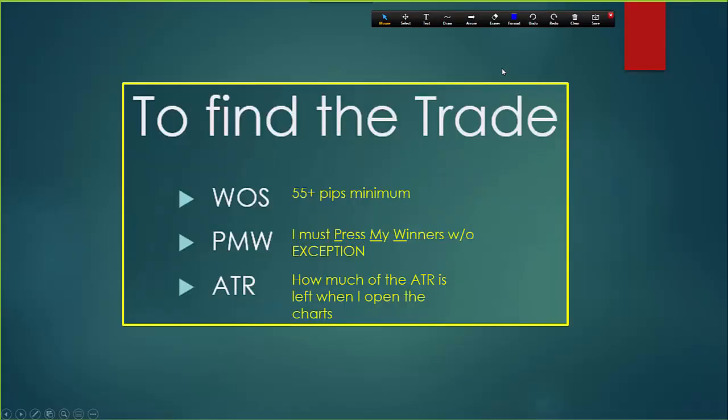What do I need? I need to find a wide open space that's 55 pips or more minimum. Why do I need to find that? Because big boys can't trade unless they've got 55 pips or more. The average bank trader is trading 20,000 standard lots. He can't go to his boss and say, boss, I made 10 pips on this trade, and you risk 20,000 lots to make 10 pips? Don't let the door hit you on the way out. They have to have big spaces, right? We call them wide open spaces.